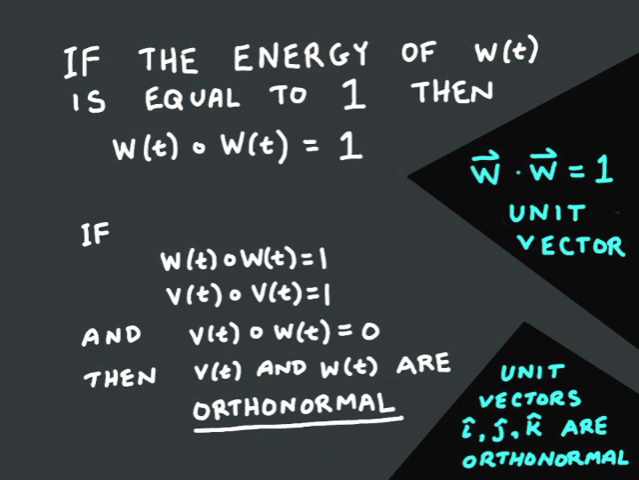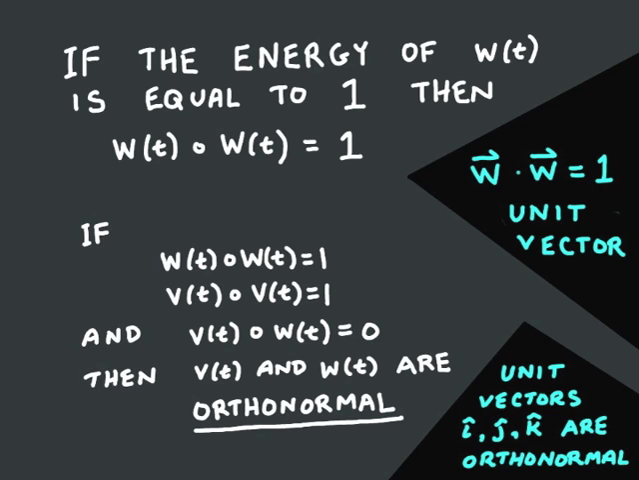You've learned about when one signal is orthogonal to another. Let's now talk about orthonormal signal pairs. If the energy of a signal W(t) is equal to 1, then W(t) circle product W(t) is equal to 1. This is exactly analogous to the vector condition that W dot product W equal to 1 means that W is a unit vector.